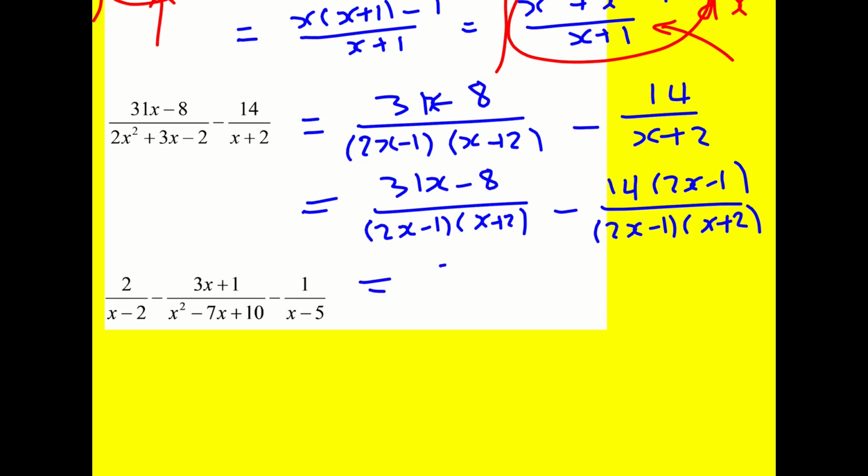Okay, now I can bring it all together. 31x minus 8 minus 28x, and then I'm going to get a minus 14 with another minus. It's going to become plus 14.